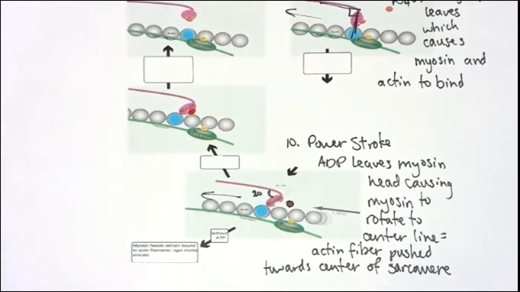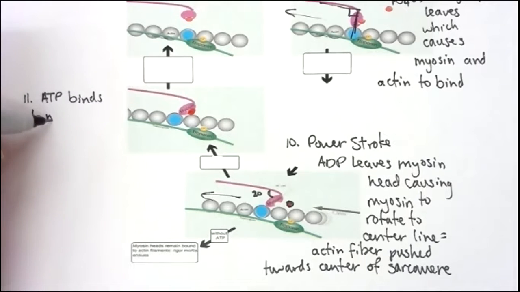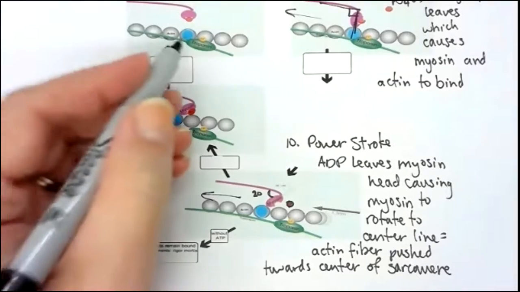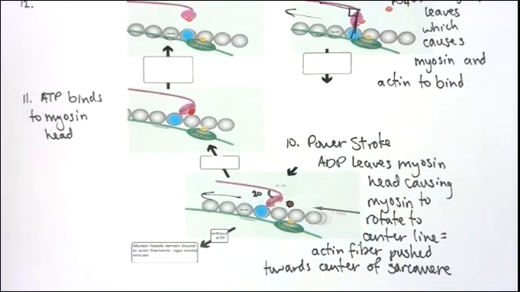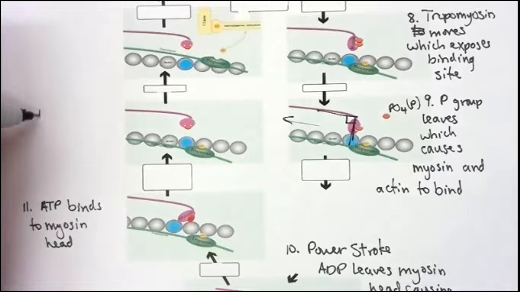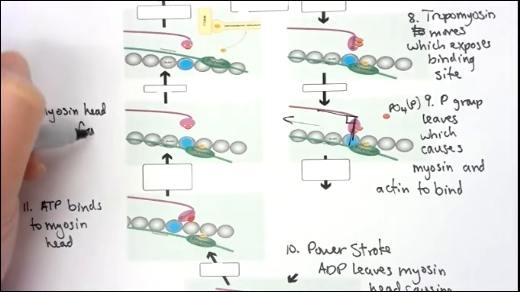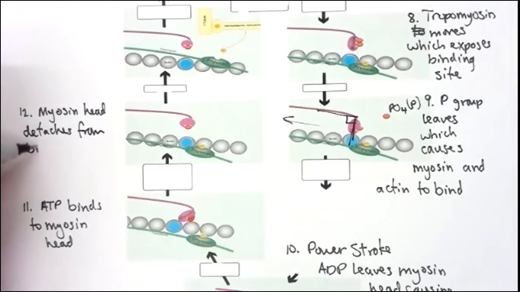So the next step is step number 11. An ATP binds to the myosin head, and this causes it to release. So step number 12 is the myosin head detaches from the binding site.